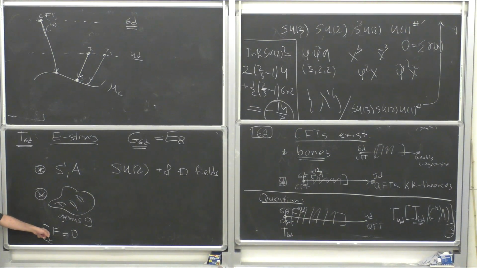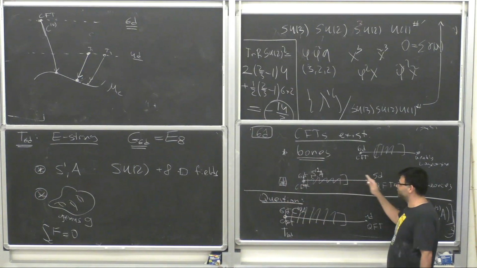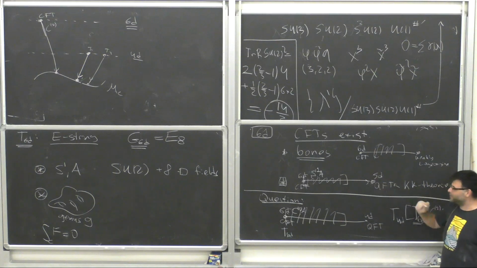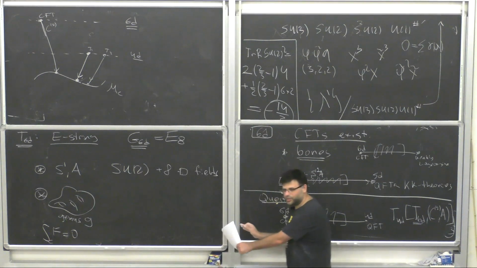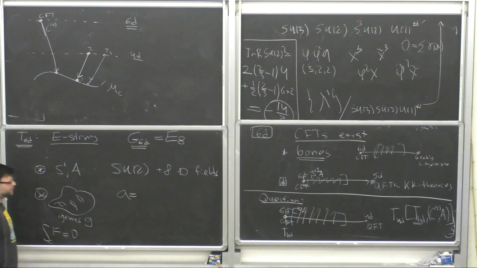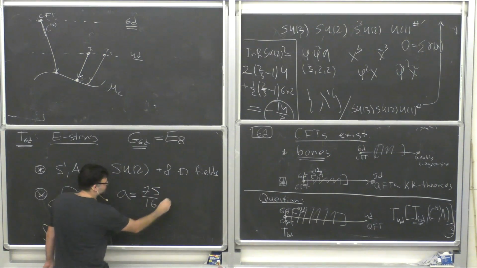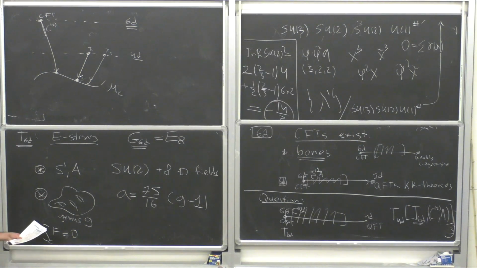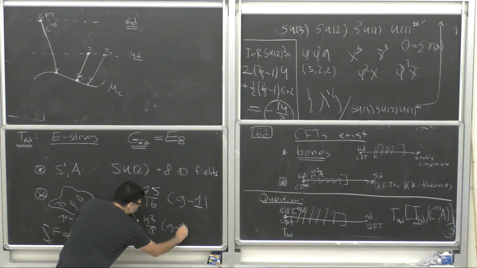And what can be done next, by going across the walls and computing anomalies, is that one can predict what will be the anomalies of the 4D theory. I take a 6D theory on this geometry, and I want to know something about the 4-dimensional theories that I get. What is known is the anomalies, for example. Anomalies can be predicted, and they have the following form. The a anomaly is 75/16 times (g minus 1), where g is the genus of this surface, the number of handles this surface has. And c is equal to 43/8 times (g minus 1).